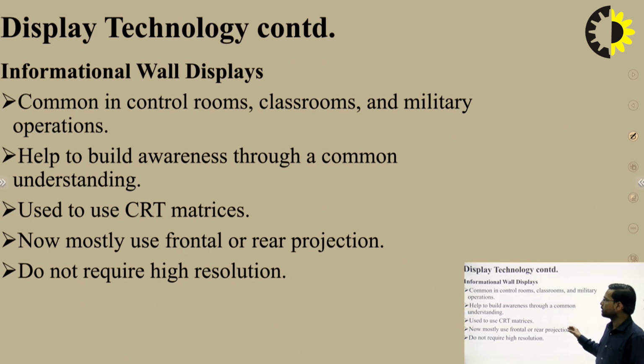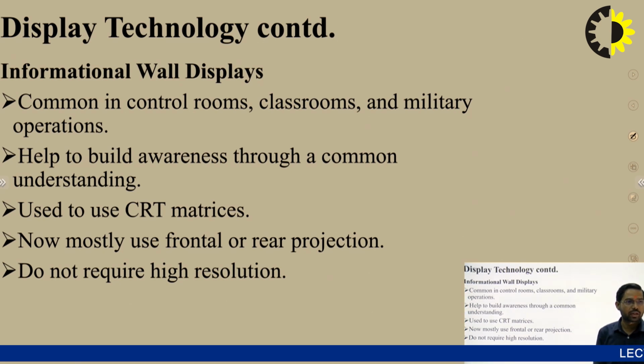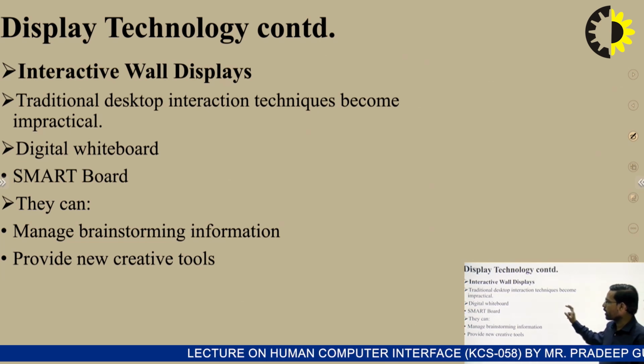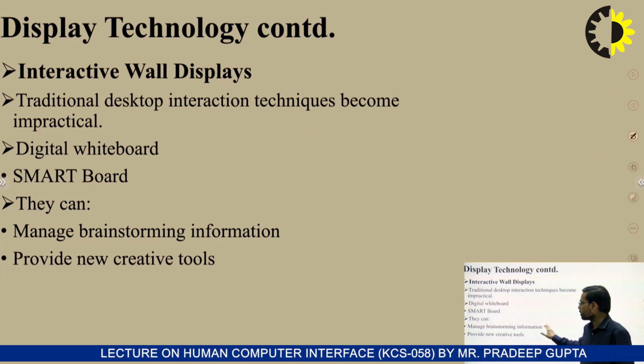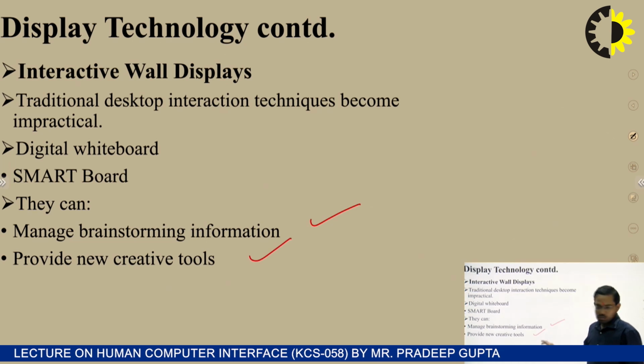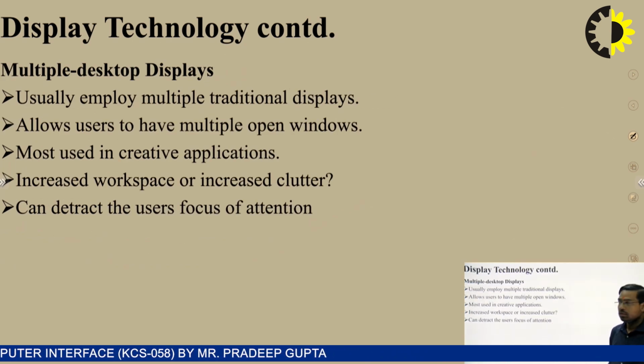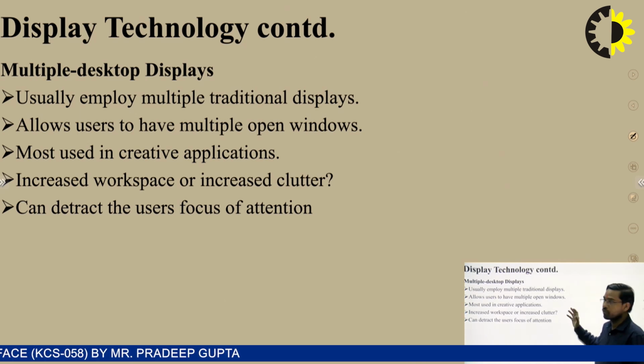Information wall display is basically used in the control room, classroom, and military. It helps to build awareness through a common understanding. It used CRT matrices, but now mostly it is formal projection and does not require high resolution. Interactive is the traditional software that we are using for the digital whiteboard, smartboard, and managing brainstorming, providing new creative tools. Multiple desktop is used for multiple different working setups.